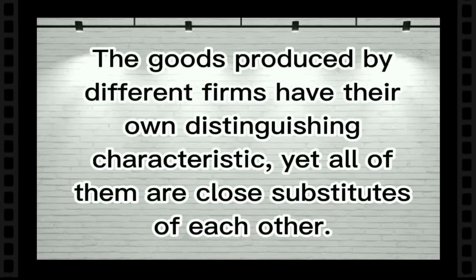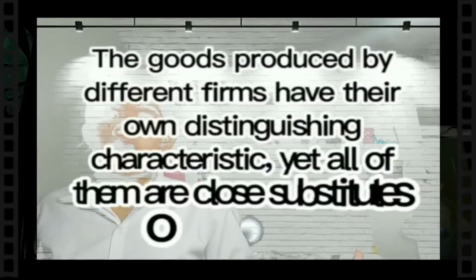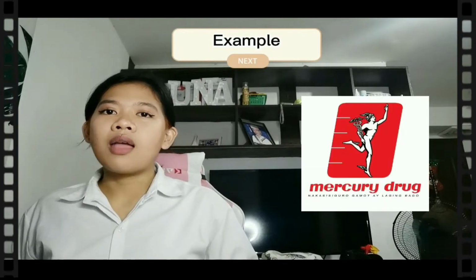The goods produced by different firms have their own distinguishing characteristic, yet all of them are close substitutes of each other. Ang example dito ay ang Mercury Drug. Palagay natin na isang market ito. Sa loob ng Mercury Drug, maraming binibentang gamot. Pero magkakaiba sila ng purpose. May gamot para sa sore throat, may pangsipon, may panglagnat, at meron pang iba. Magkakaiba sila ng purpose pero pare-pareho silang gamot.